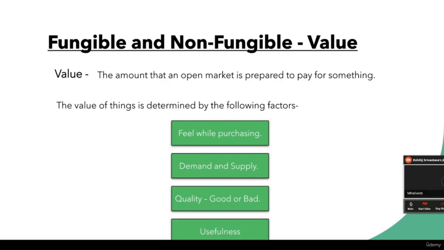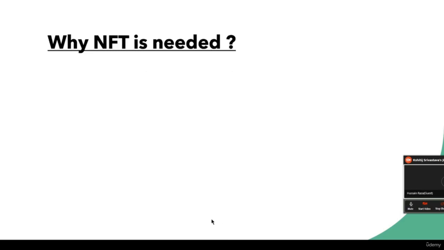And at the end, what is the usefulness of that item? So the value will also be determined by the usefulness of that item. If the usefulness is more, we will be ready to pay more for that item. And if the usefulness is less at a given time, then we will be willing to pay less for that item. So all these parameters determine value. But why am I telling you all this? That is because on this basis, all the values of NFTs are determined and NFT is running on this basis. That is why I have tried to cover this part here. And now let us talk about why NFT is needed.